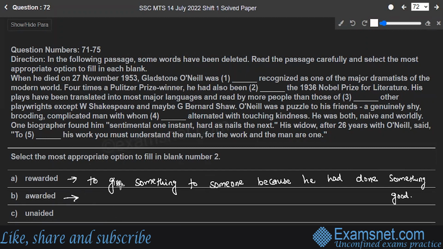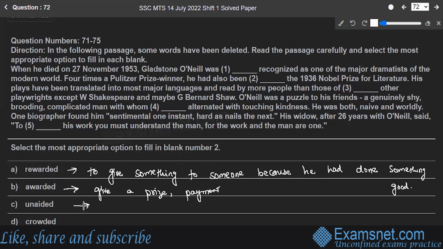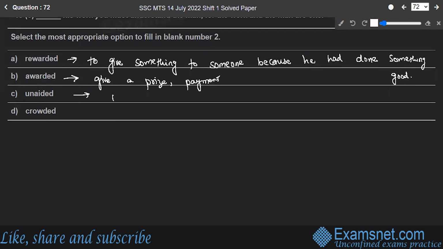There is the word awarded. Awarded means to give something to somebody as a prize, to give a prize or a payment. Unaided means without any help, to do something without any help from anyone. Then is the word crowded, means too many people or where there is a large gathering.